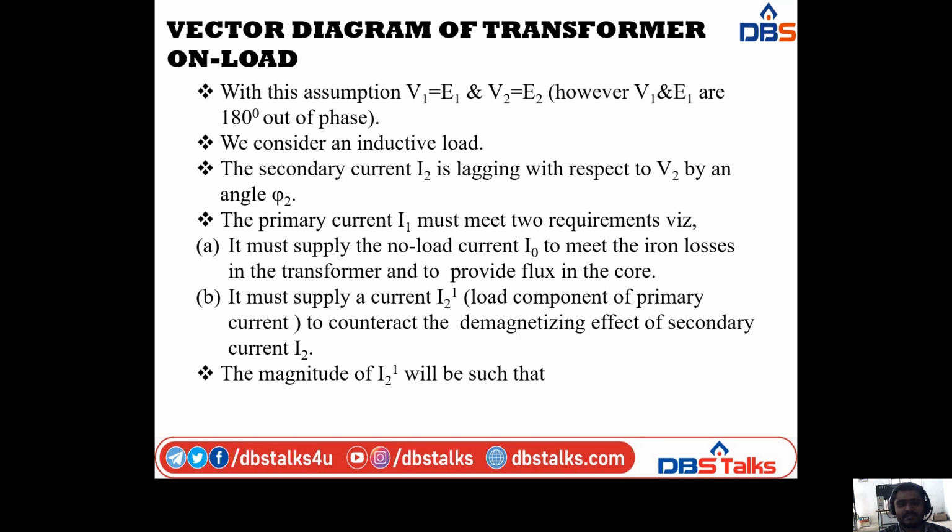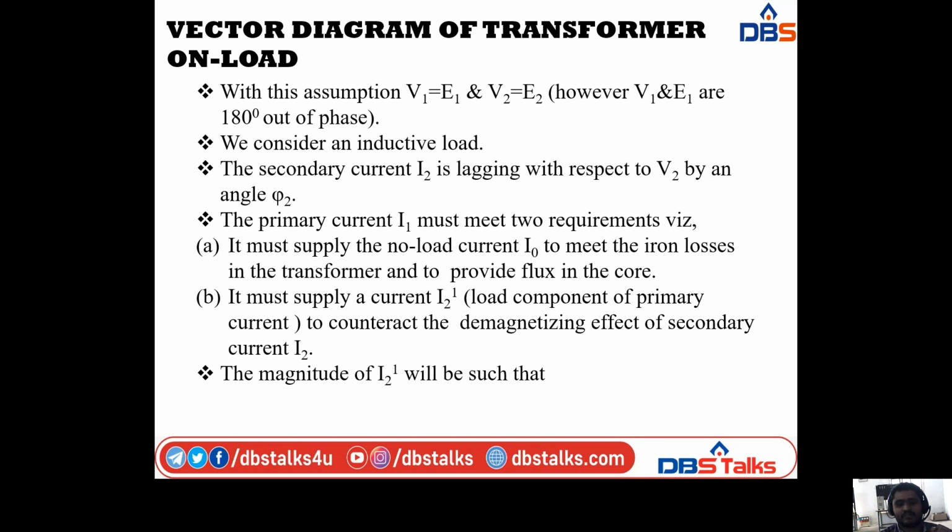After considering the inductive load, the secondary current I2 is lagging with respect to V2 by an angle phi 2. Next, the primary current I1 must meet two requirements. One is it must supply the no load current I0 to meet the iron losses in the transformer and to provide flux in the core. The second one, it must supply a current I2 dash to counteract the demagnetizing effect of the secondary current I2.